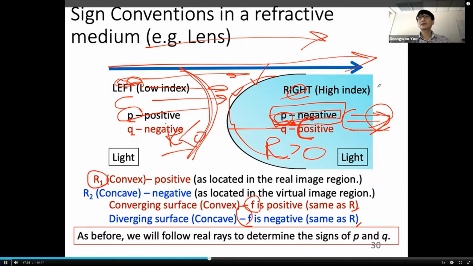Any other question? Yeah, I have another question. So converging lens F is positive and diverging lens F is negative. Yeah, that's right. So if it's difficult to understand, then I would suggest just memorize. For the lenses, converging lens F is always positive, diverging lens F is always negative. Any other question?